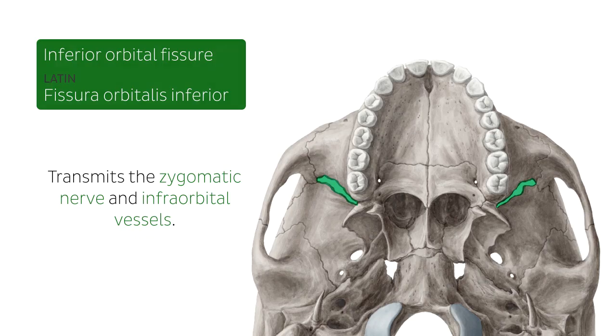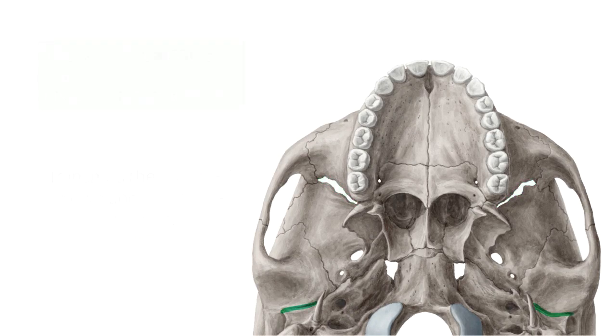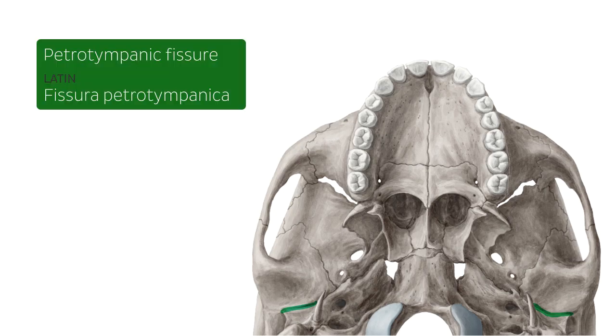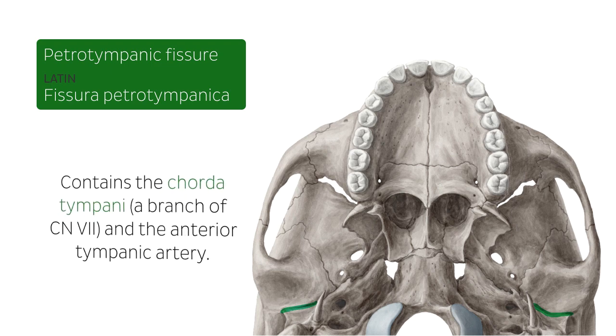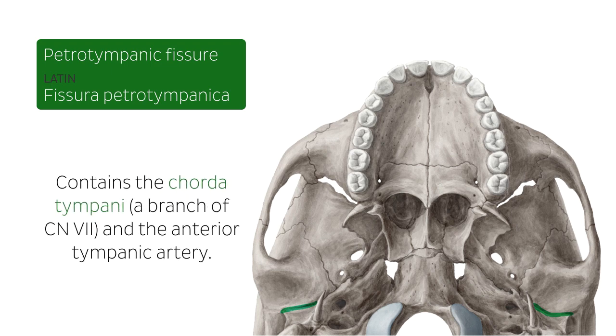Next ones on our list are going to be two fissures seen now highlighted in green. These are known as the petrotympanic fissures, and here we're going to see that these structures contain the chorda tympani, a branch of the facial nerve, and also the anterior tympanic artery. It is located on the temporal bone, as you can see here on the inferior view of the skull.